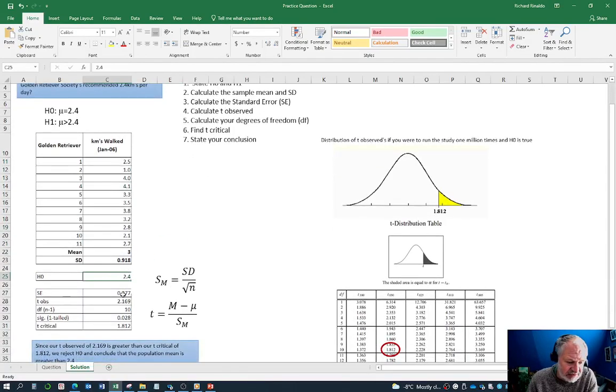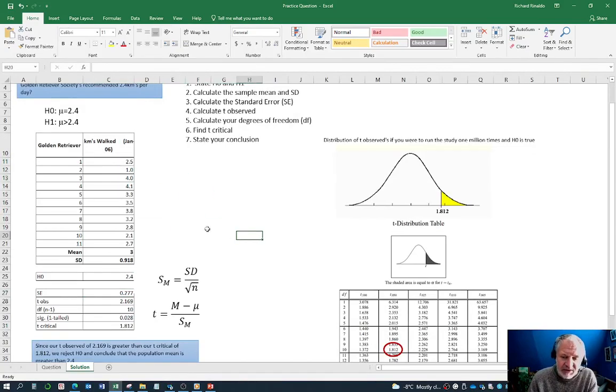H0 is 2.4. My standard error, which is the standard deviation for the distribution of sample means, is equal to the sample standard deviation over the square root of n. So that is equal to 0.918 divided by the square root of 11. That's my standard error. That is the standard deviation for the distribution of sample means. Now, here I want to see where does my mean of 3 sit on that distribution, right?